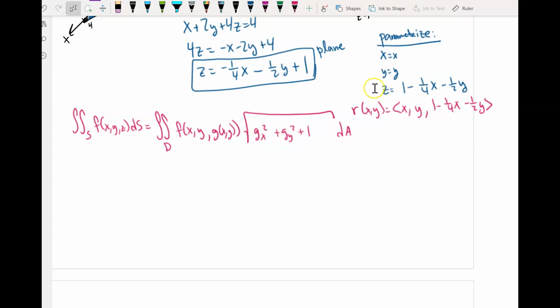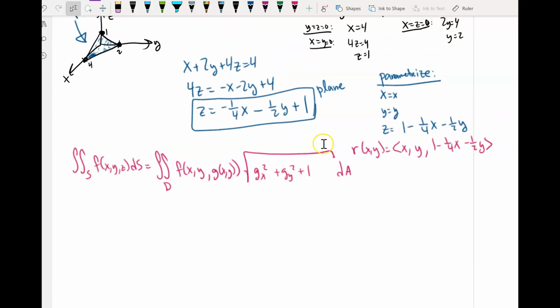So you might be wondering, what's g? This is going to be my g. This function, this value z, is what my g is. So that means g sub x, if I take the partial derivative with respect to x, I get negative 1/4. Take the partial derivative with respect to y, I'm going to get negative 1/2. So let's go ahead and plug everything in here.